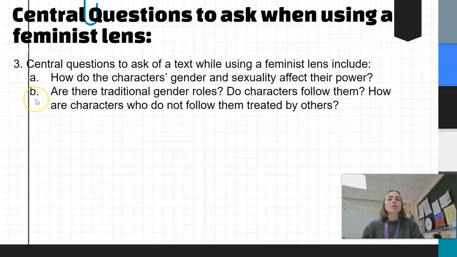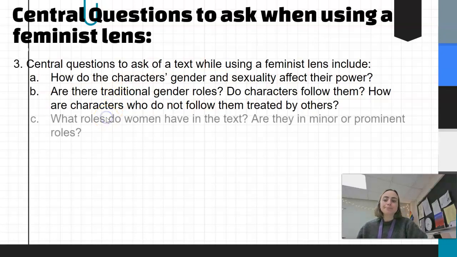Second question is, are there traditional gender roles? Do characters follow them? How are characters who do not follow them treated by others? Traditional gender roles are the expectations you have based on what gender you are. Some traditional gender roles, like I already talked about, are that women care for children and stay home and they cook and they clean. That men are kind of the breadwinners, the powerful ones that go out and have jobs. So does this book have traditional gender roles? Where do you see them show up?